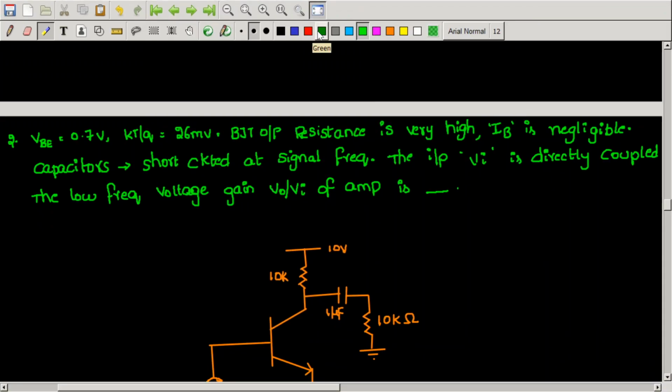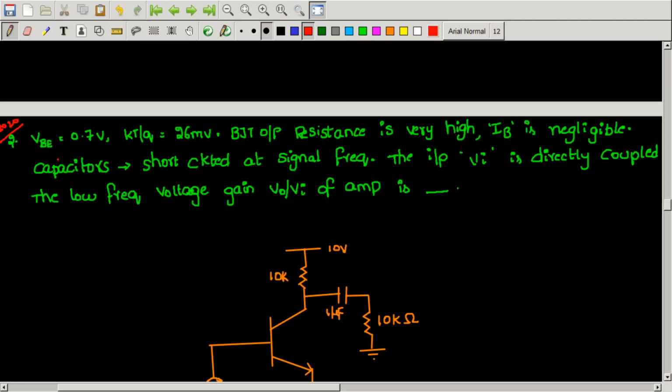Hello friends. So in this lecture, let us solve one more question which was asked in GATE 2020. Okay. So this question was asked in GATE 2020 ECE. So the question is as follows.